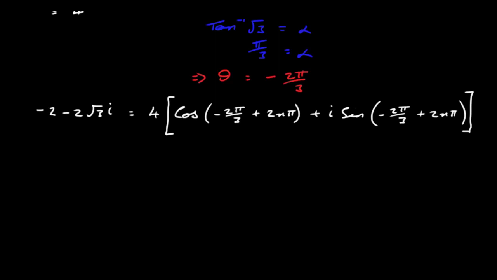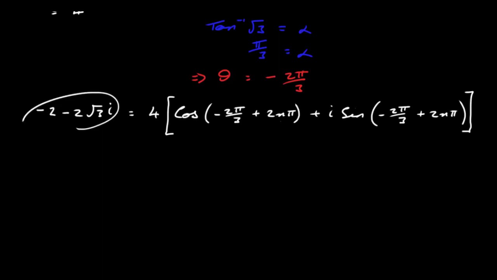Now the reason that we are adding 2n pi to our angle is that it accounts for angles that are bigger than 360 degrees. So depending on what n is, we're going around the circle once. If n is equal to 0, we're just looking at minus 2 pi over 3. If n is equal to 1, we're adding another 360 degrees. If n is equal to 2, we're adding another 360 degrees, or 2 pi, and so on. So it just accounts for an n number of 2 pi's added to our original angle.